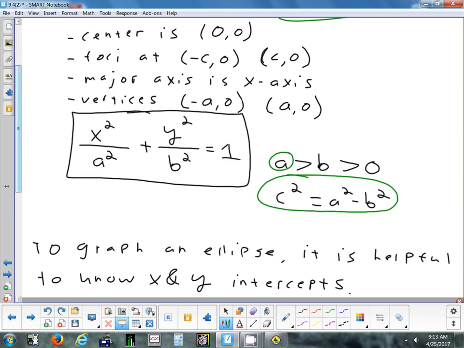To graph an ellipse, I think your book mentions that. But the problem with that is you could have an ellipse like this. We're not doing one that's been shifted yet, but this ellipse doesn't cross any axes. So sometimes you'll have intercepts, sometimes you won't. Depends.